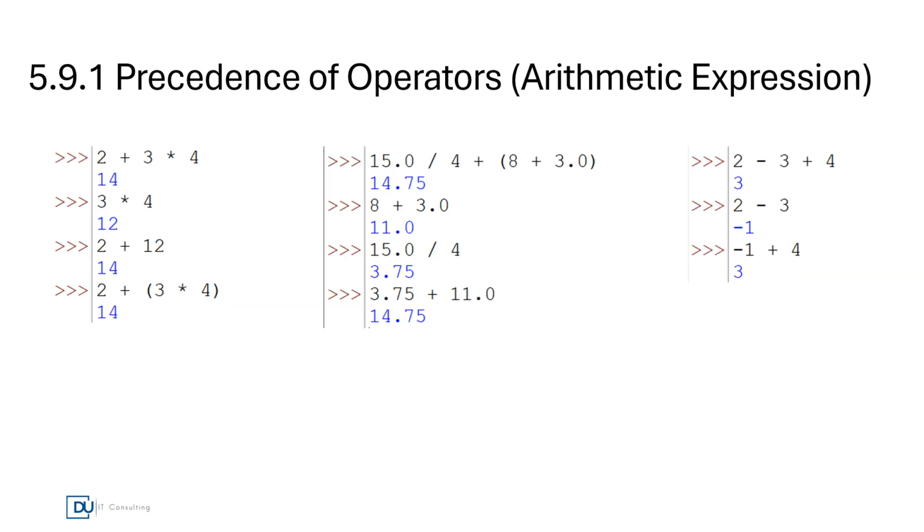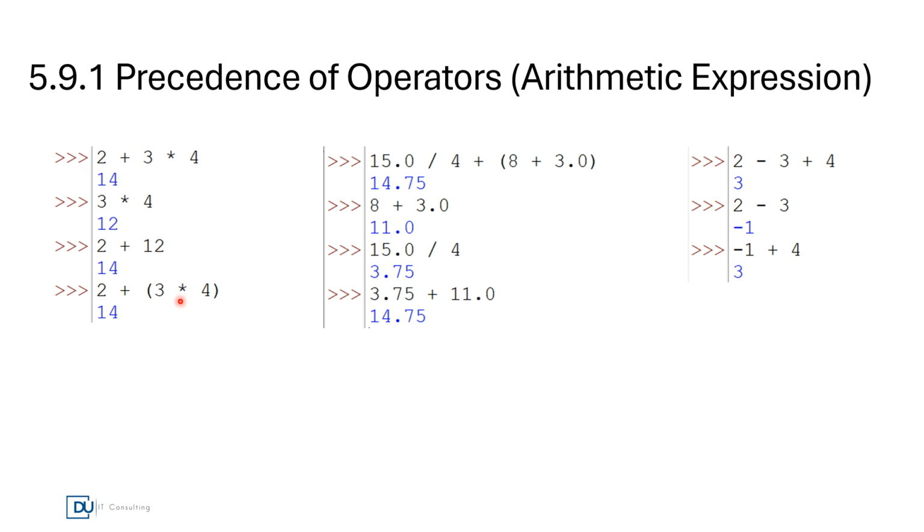Precedence of operators. Let's take a look at the first example: 2 plus 3 star 4. Is it going to be executed left to right? No. Let's see how we got the result 14. The interpreter first calculates 3 star 4 because star has a higher priority. So 3 star 4 is 12, and then it does 2 plus 12, which is 14. So this statement is the same as this statement, where a parenthesis is explicitly provided.